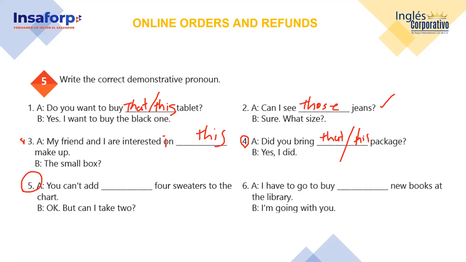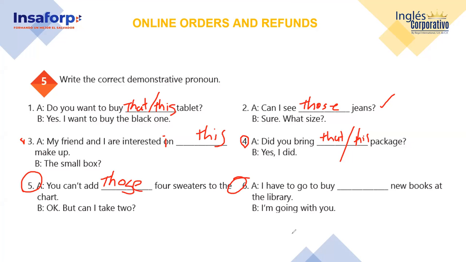Number five. You can add those. Okay. Aquí, esa es la que más para darle sentido, right? No los tiene usted. Usted le dice, hey, you can add those four sweaters to the cart. Okay. But I can take two.